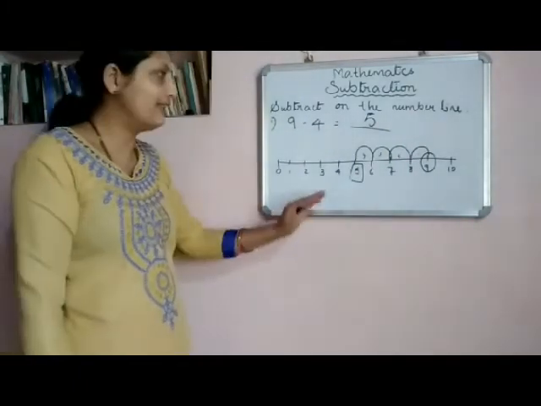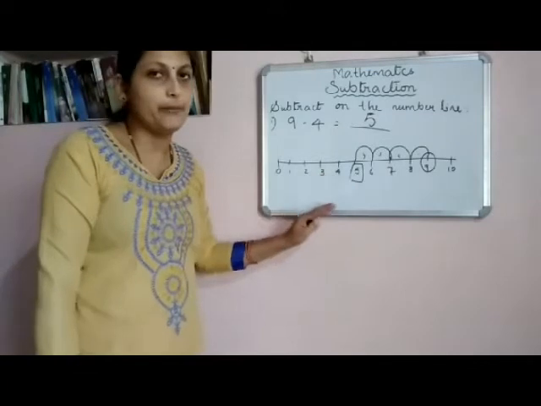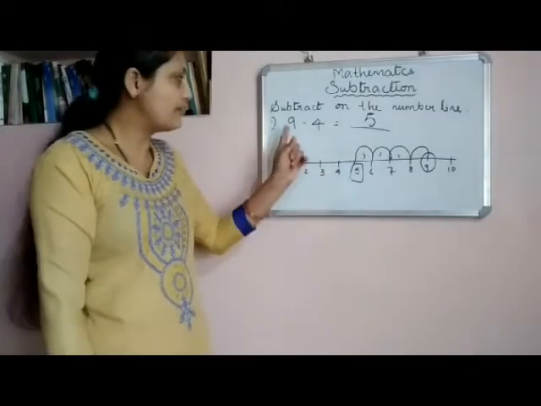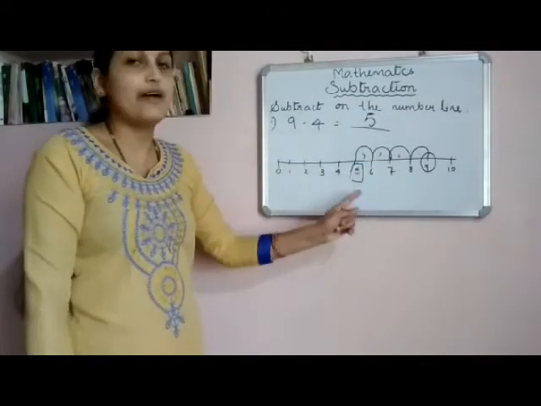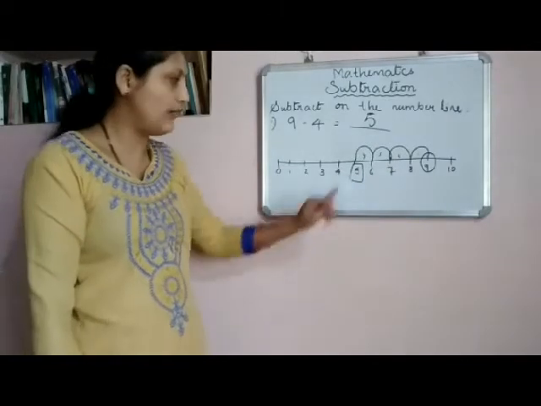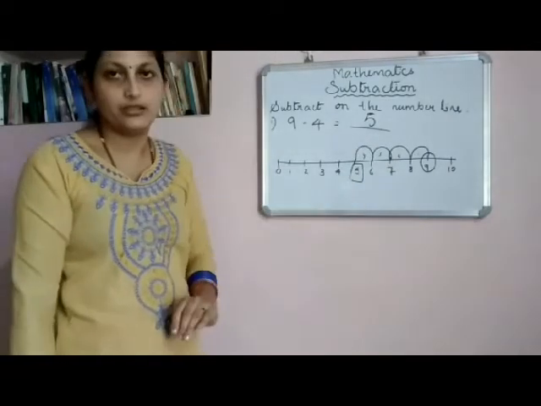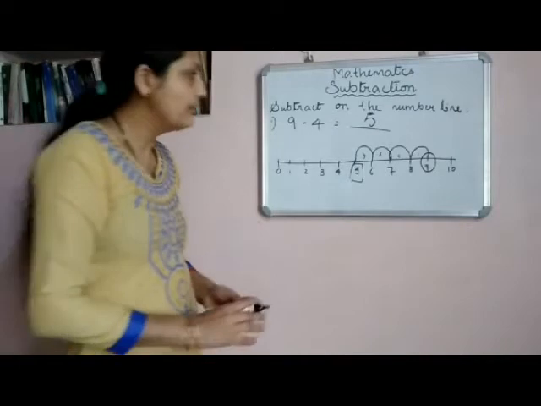So like this. This is subtraction on the number line. Okay. Start from 9 and jump 4 steps backward. So where you reach, that is the answer. This is subtraction on the number line.